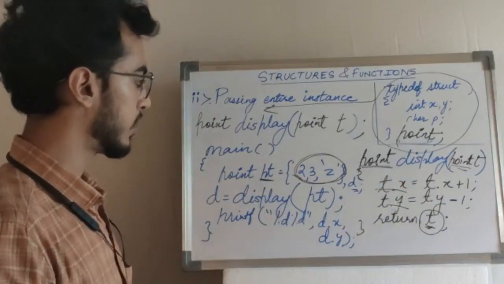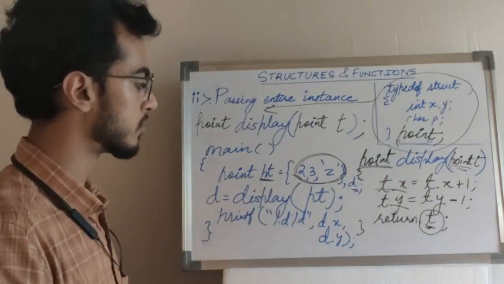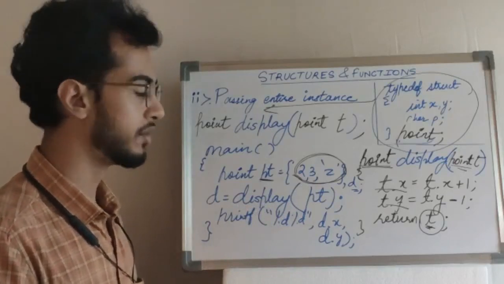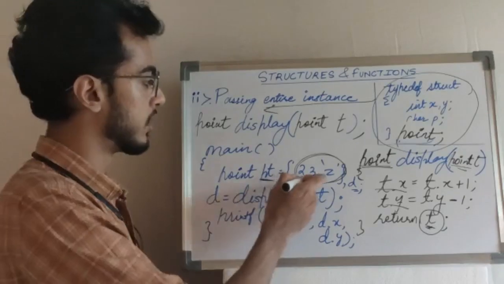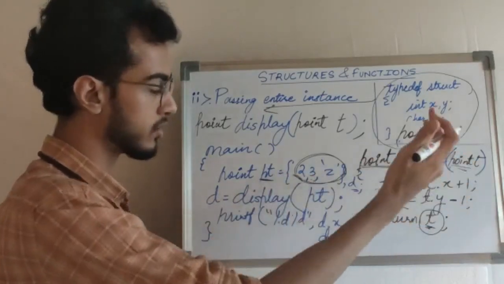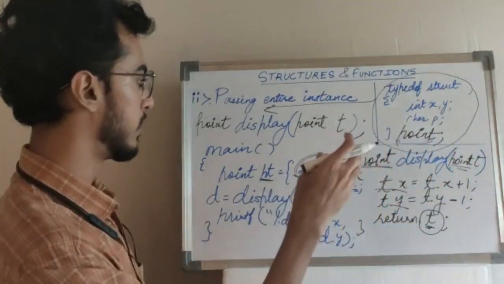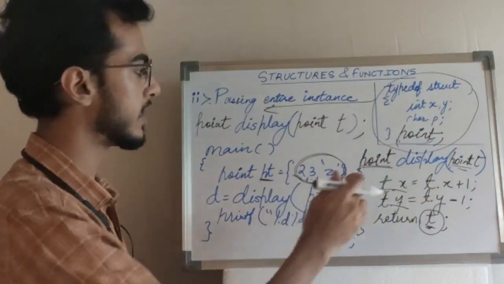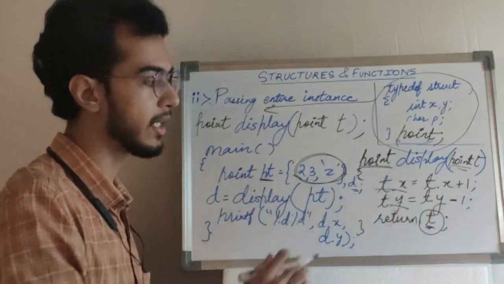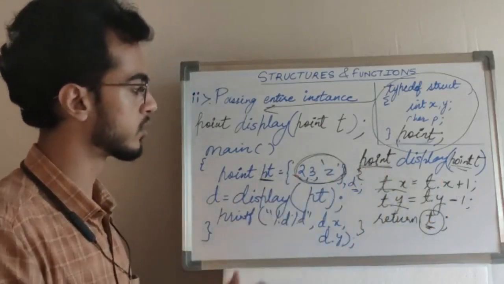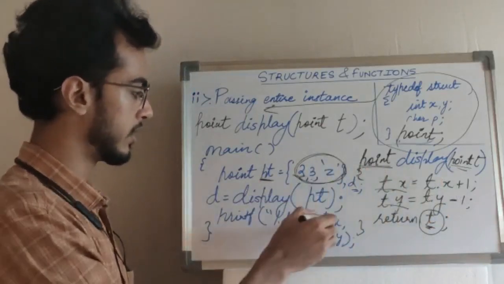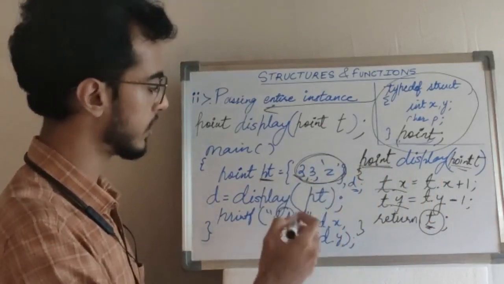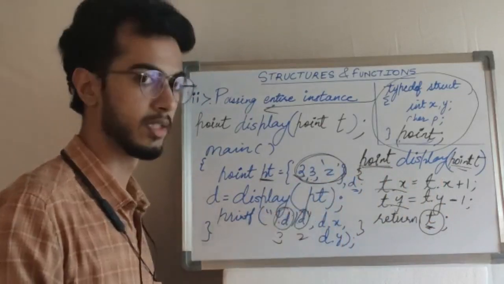So can you guess what will be printed in place of d.x and d.y? Because the 2 and 3 were passed and I manipulated them, it will be 3 comma 2. It will be 3 comma 2 because I have incremented t.x and decremented the y coordinate. So 2 will be incremented by 1, so it will be 3 at this place, and 3 will be decremented by 1, so it will be 2 at this place.